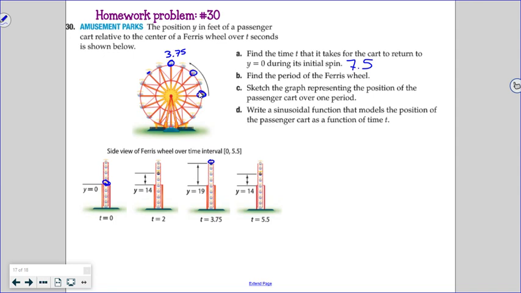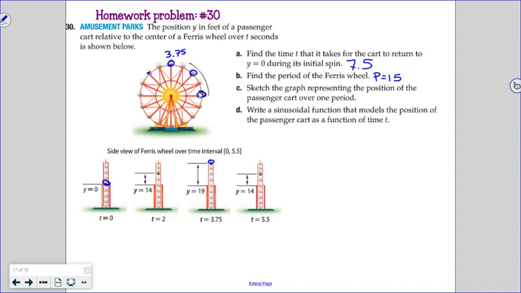Okay, so again, let's talk about how we get the next question. Find the period of the Ferris wheel. That would be one complete circle. Well, if it took us 7.5 seconds to get halfway around the Ferris wheel, it'll take us 15 seconds. So the period equals 15 seconds. Making sense now?